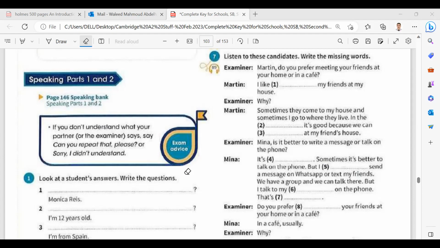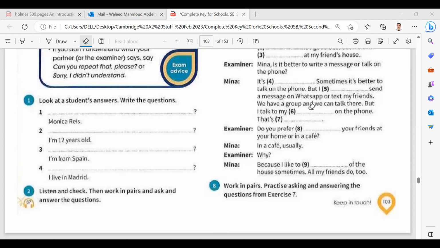Are you done, Sarah? Yes, but I have one more. Okay, one more, no problem. One more time. Listen. Unit 14. Speaking, Parts 1 and 2.